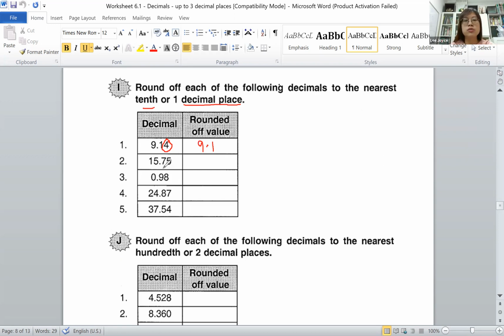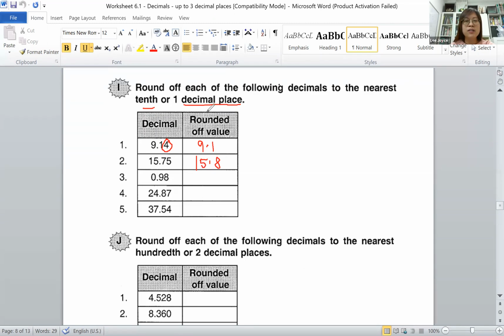Okay, for example, question 2, 15.75. So you look at the 5, you don't look at 7 anymore. 5, what do we do? We round it up. That means this becomes 15.8. This one, I wrote it so ugly. Let me rewrite. So this one should be 15.8. So you must round up the number 7, which is in the tenth place, to 8. Do you understand the concept and the pattern? Alright, okay, let's try this.